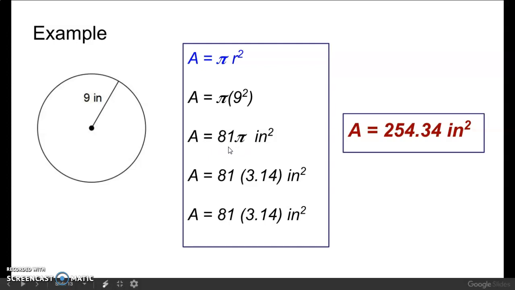This isn't very practical though. Let's say that this was like a circle that you're maybe having on the top of a cake, so you're trying to figure out how much frosting you need here, right? This isn't useful, right? So what we do is we use 3.14 instead of pi. So 81 times 3.14, I have no idea why I wrote that twice, but here's the correct answer here. The area of this maybe top of a cake or something would be 254.34 inches squared.